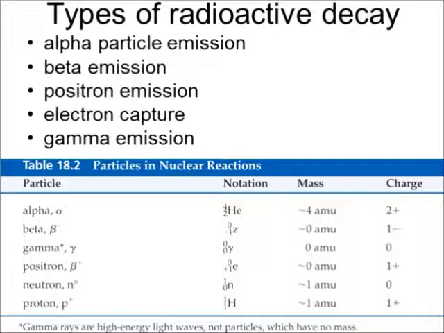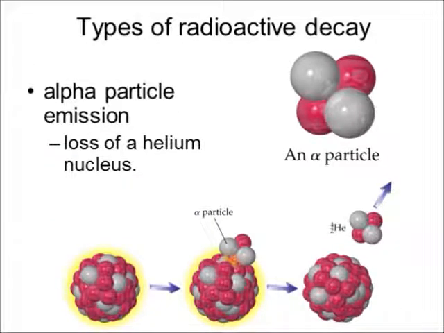Okay, so here are the different kinds of radioactive decay we're going to look at. You've got alpha particle emission, beta emission, positron emission, electron capture, and gamma emission. All right, so we're going to take a look at those right here. All right, so alpha particle.